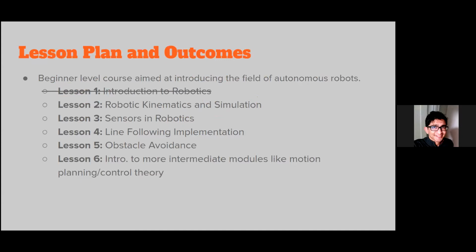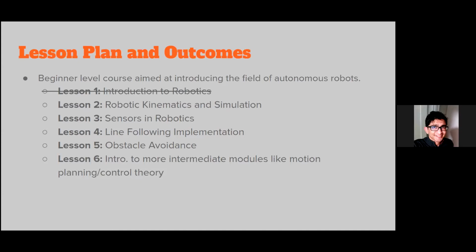Just a brief introduction as to what we did in the last session, that is session 1. So in session 1, we talked about the introduction to the field of autonomous robots itself. We talked about the different components that make up a robot, both in terms of the electromechanical hardware as well as the software modules that go inside.